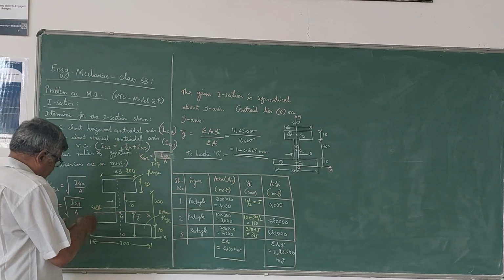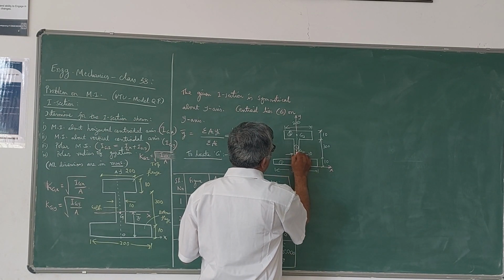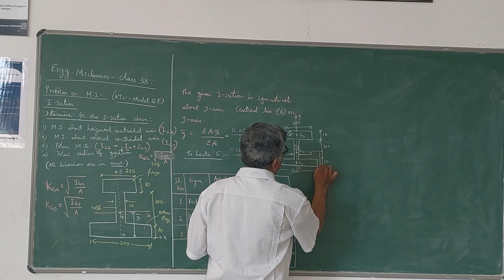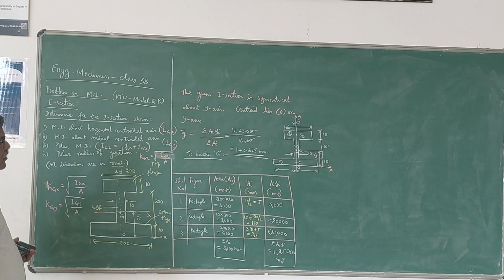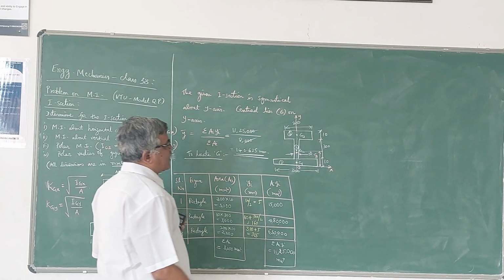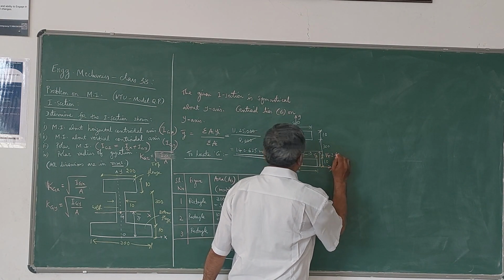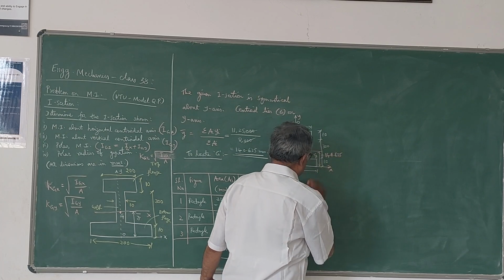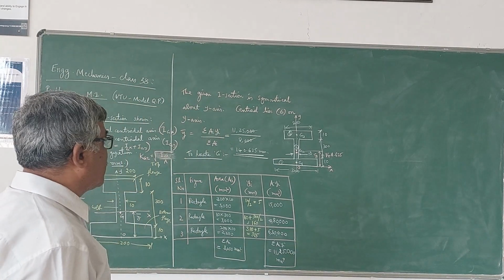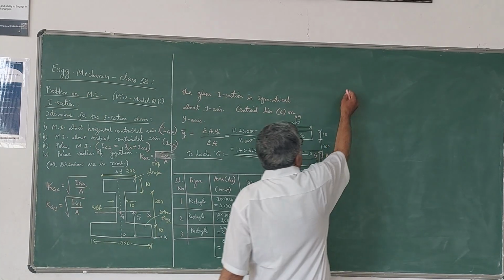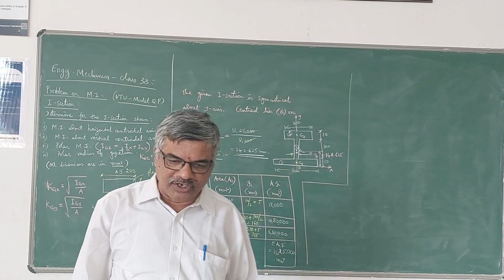So this centroid will be now at a distance of y bar, this y bar is 140.625 millimeters. So this is the first step, because we have to locate the centroidal axis. In order to locate the centroidal axis, we need to locate the centroid, and then we have to draw horizontal and vertical axis passing through that centroid G.